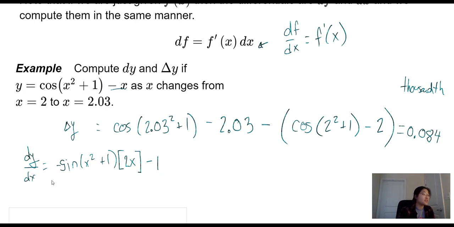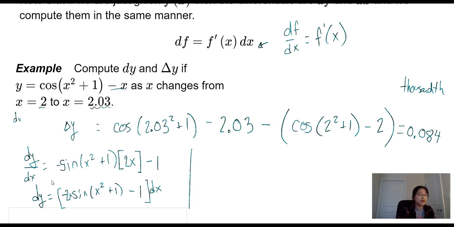So now, to get my differential, I need dy equals negative sine of x squared plus 1 times 2x. I'm going to put the 2x there in the front just because why not? And all of this, we are dx-ing, multiplying by our change in x. So from here we need to look at what this change is. So the dx is the difference between these two, which is 0.03.